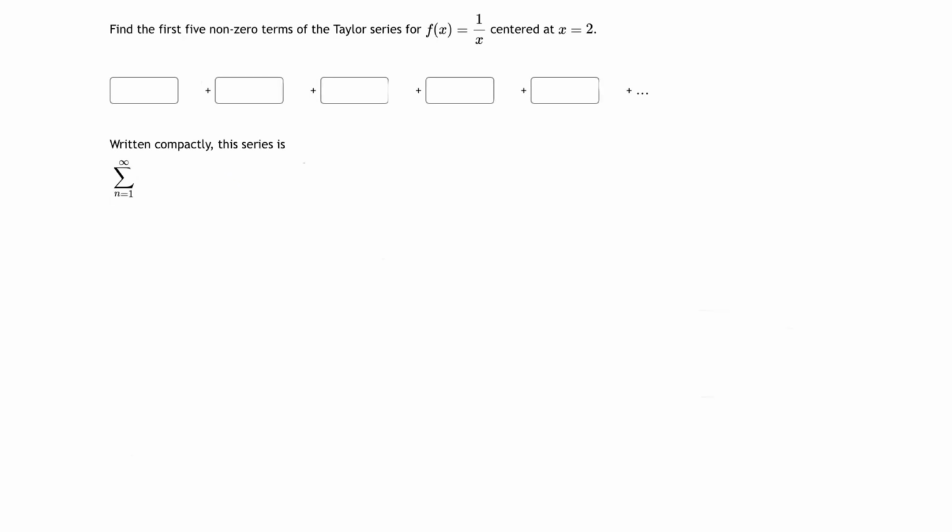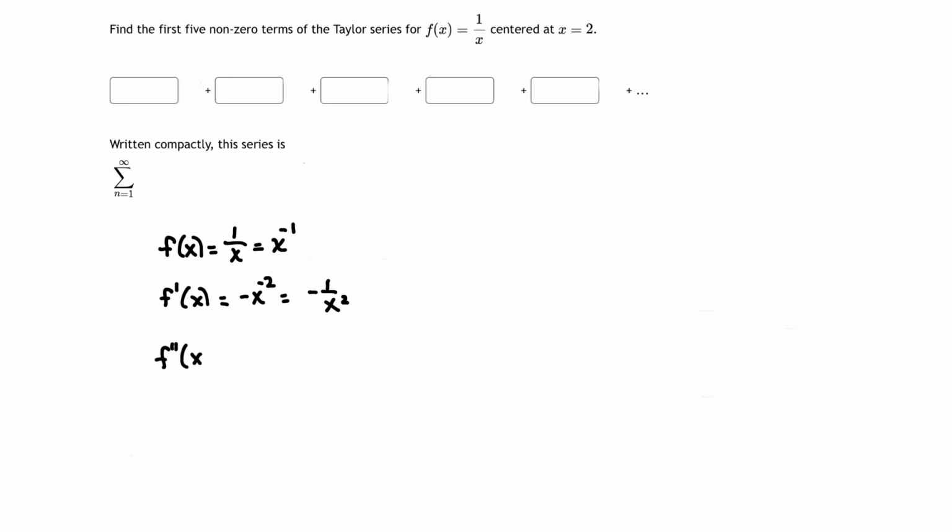Let's start by writing down f of x equals 1 over x. We know we're going to be taking derivatives, so I want to rewrite 1 over x as x to the negative 1 power so I can apply my power rule. So if I start with f of x equals x to the negative 1, then my first derivative is negative x to the negative 2 power using our power rule, which I could also look at as negative 1 over x squared.